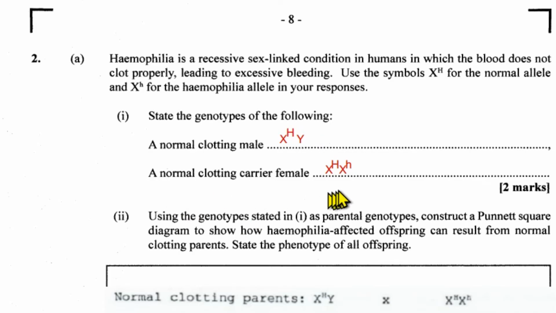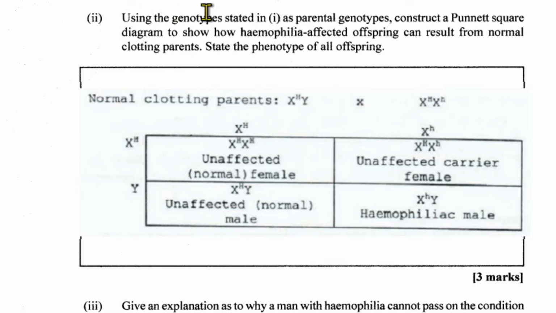So this female would be XX, but since she's a carrier, which means that she is heterozygous for the disease, which means that she does not suffer from the disease, but she can pass it on to her offspring. So she will be X^H X^h, with the normal allele being dominant to the hemophilia allele. Using the genotypes stated in 1 as parental genotypes, construct a Punnett square diagram to show how hemophilia-affected offspring can result from normal clotting parents.